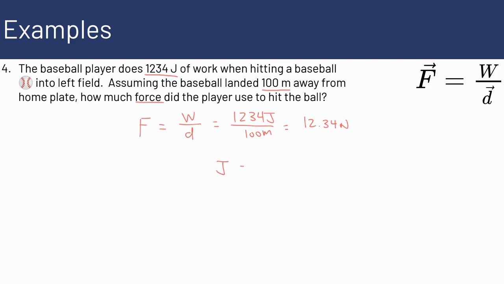So last time to look at our units here. We have joules is equal to kilograms meters squared per second squared. We divide that by meters, and 1 unit of meters divides out from top and bottom, and we end up with kilograms meters per second squared, which is equal to newtons.